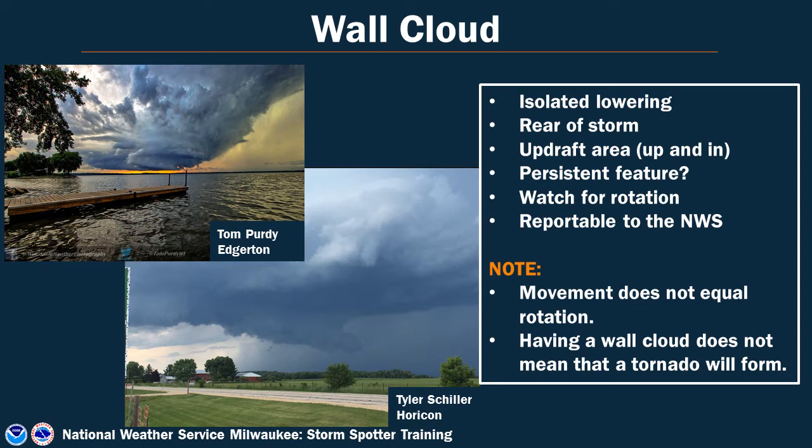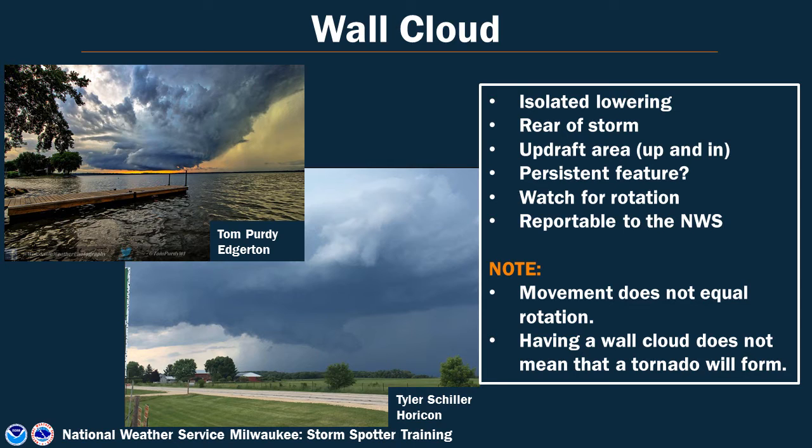Some key features to let you know if these wall clouds may turn into a tornado: is this a persistent feature? Is it lasting for a long time, or is it fleeting, just kind of there and then it's gone again? Is it rotating? Again, keep in mind that rotation and movement are not the same thing, but stand and look at the wall cloud. If you see some portions of the cloud toward the front going in one direction and portions in the back going a different direction, well, that's most certainly rotation, and that's something that the National Weather Service does want to know about. A couple of things to note.